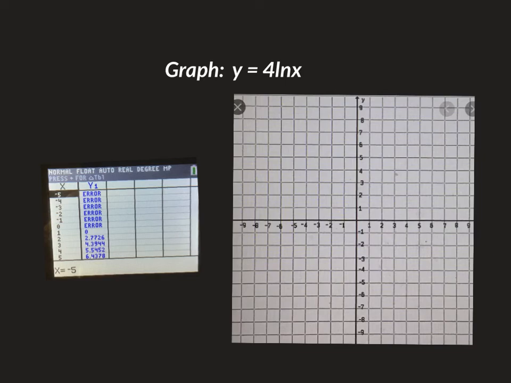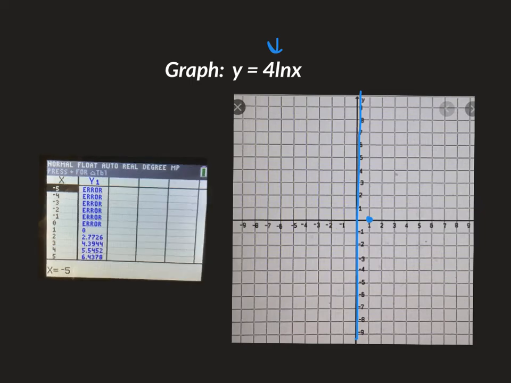Okay, last one. This one says 4 times natural log x, which means, don't forget what that means, we have a vertical stretch by 4. It doesn't shift left, right, anything, so my asymptote is still at the y-axis. It's like that. And I am going to go one to the right like always. Start there.